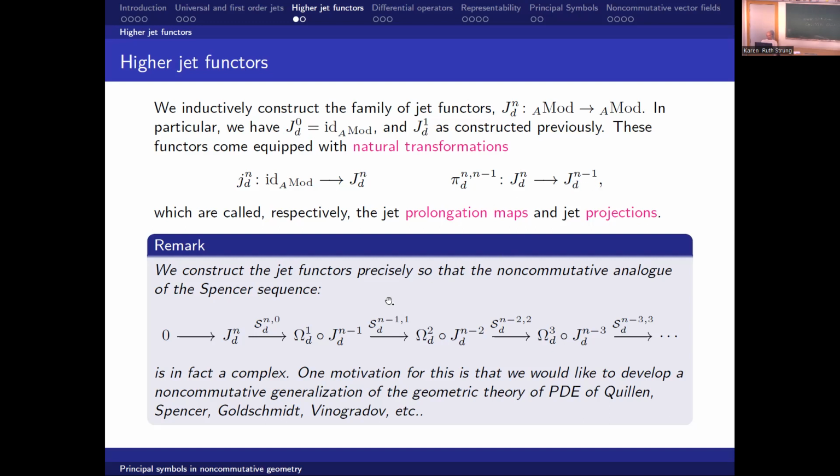And we construct them precisely so that this non-commutative analog of the Spencer sequence, which is closely related to the Spencer delta sequence we saw before, is in fact a complex. They're the maximal subfunctors of another jet functor, which I can't really discuss, it would involve more jet theory, but it's the maximal subfunctor of something else which makes this sequence a complex. And the reason we do this is because we want something that resembles a non-commutative generalization of this geometric theory of PDE of people like Quillen, Spencer, Goldschmidt, Vinogradov, and so on.